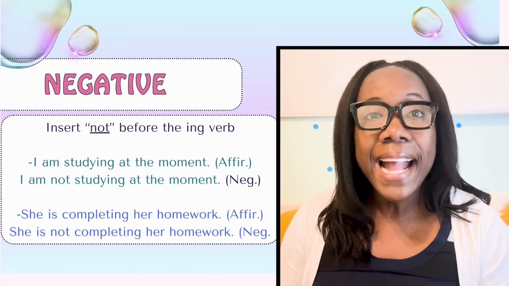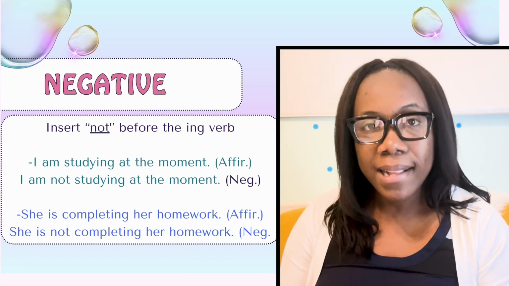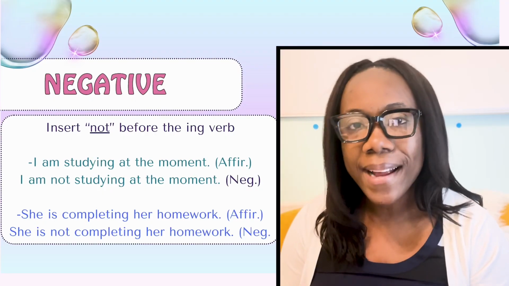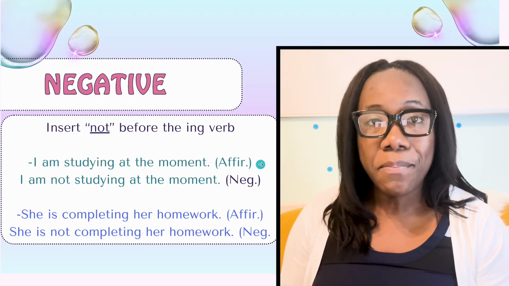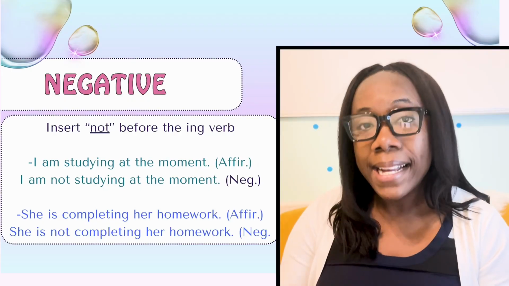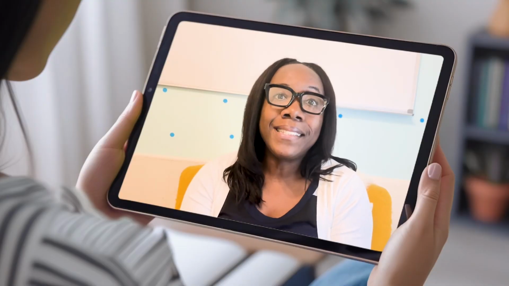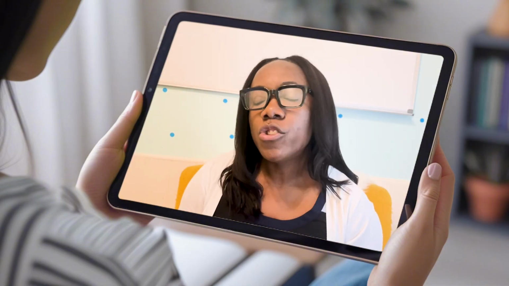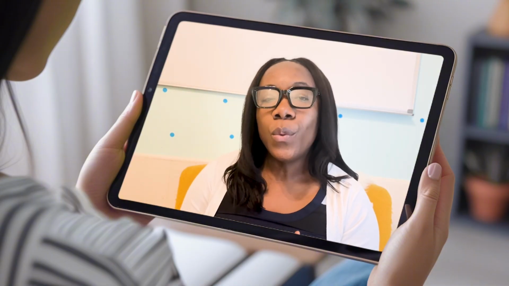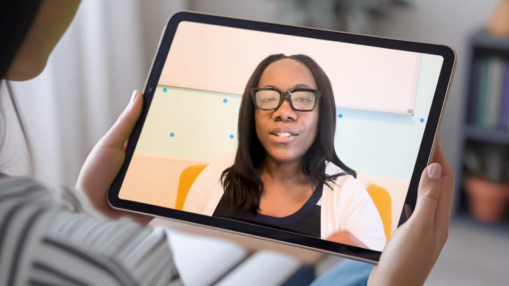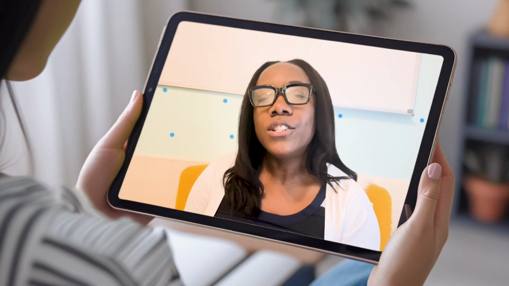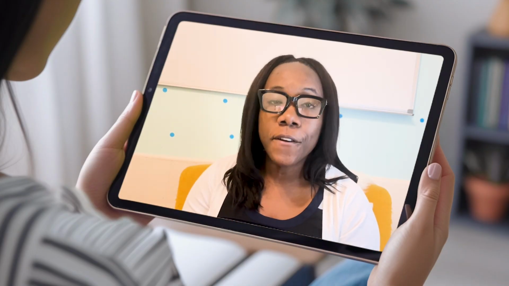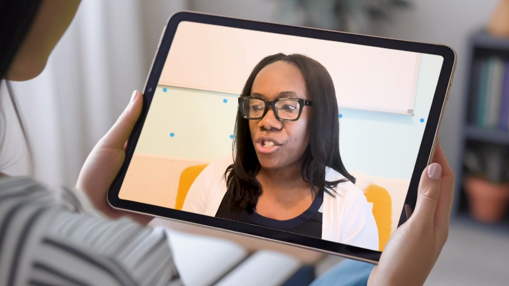All right, to form the negative, we're going to put not after I am or I'm, you are or you're, etc. So the affirmative would be I am studying at the moment. So I cannot participate in what you want me to participate in because I am studying. So the negative of I am studying would be I am not studying at the moment. So the not goes after the verb to be or before the verb that ends with ing.